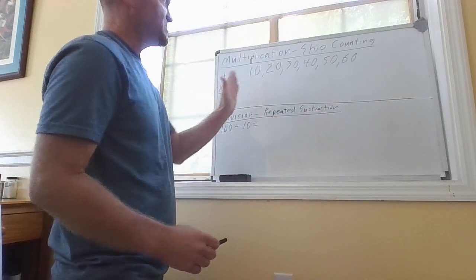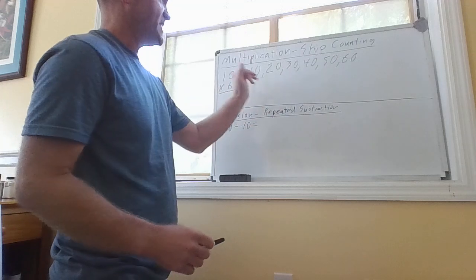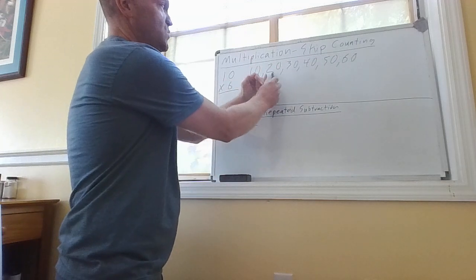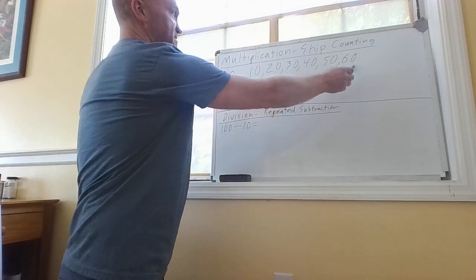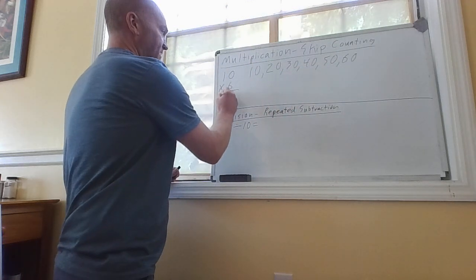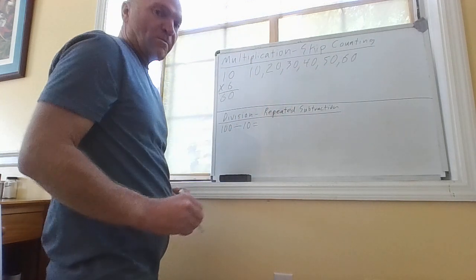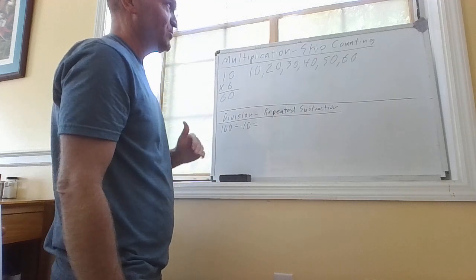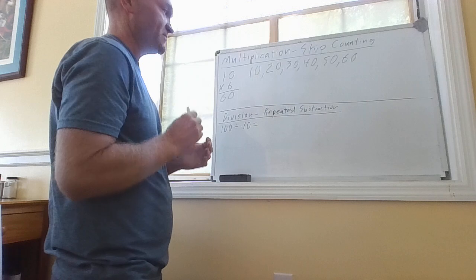And that is a way of using skip counting. I was counting by tens instead of ones. I counted by tens to go 10, 20, 30, 40, 50, 60. And now I could write that in here for my product. And that is how we would solve a multiplication problem using skip counting.